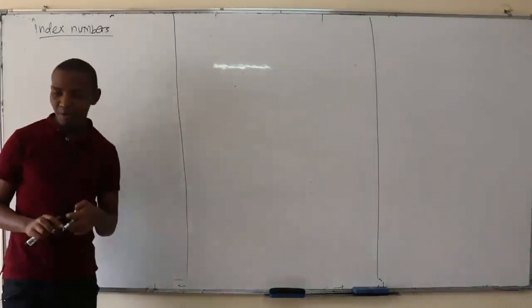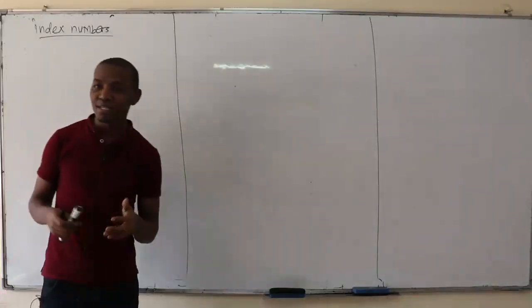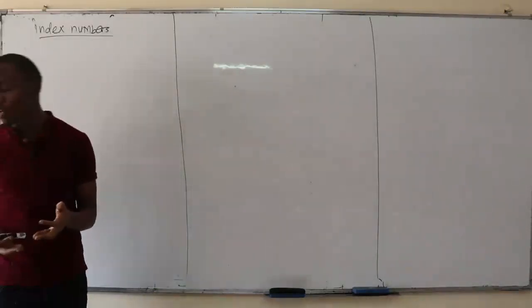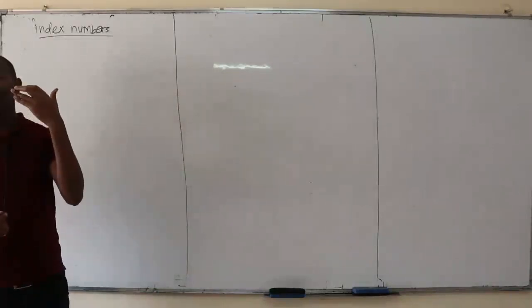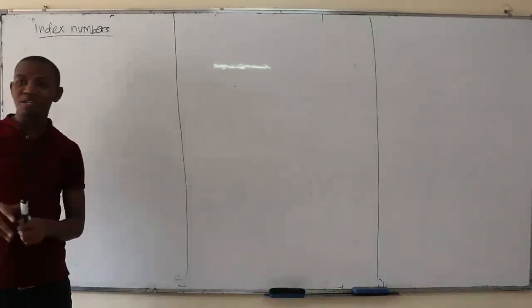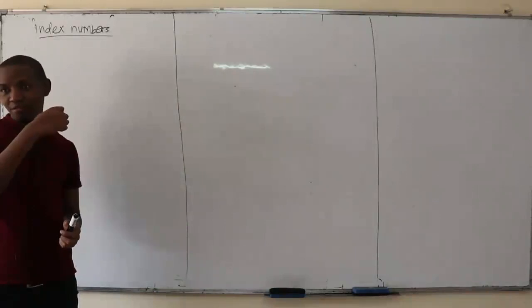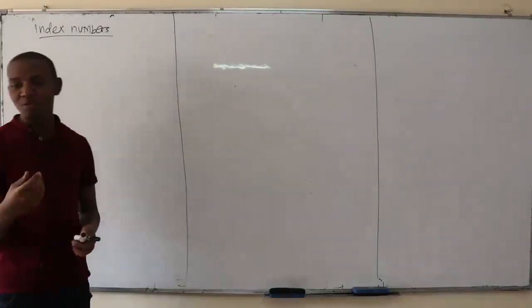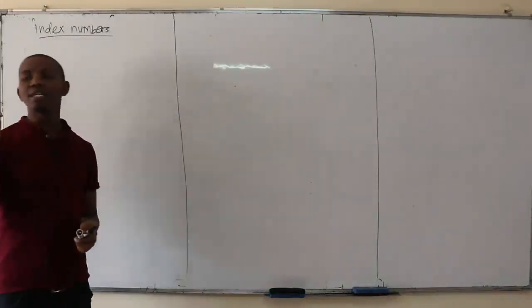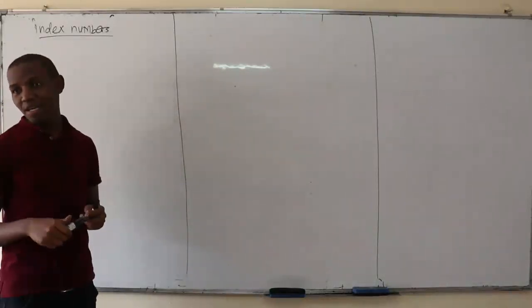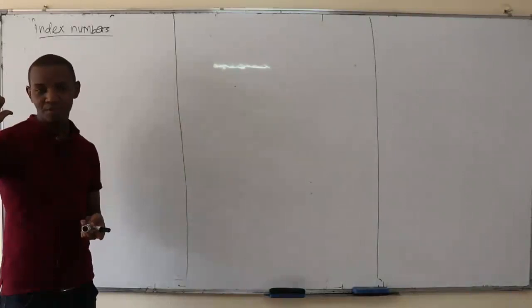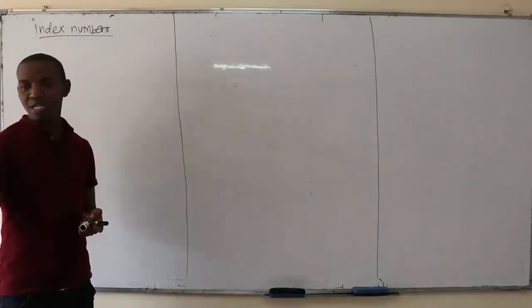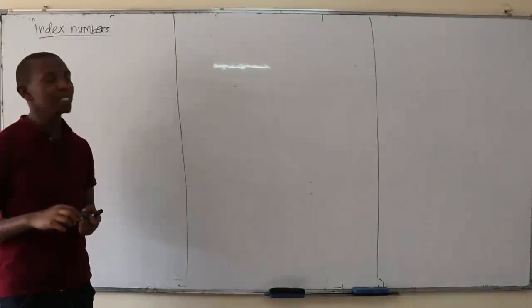Now, when you talk about index numbers, these are numbers that show the level of change as compared to the previous values or the previous numbers. Are we together? Generally, what we mean is the relative changes of numbers as compared to the previous years.